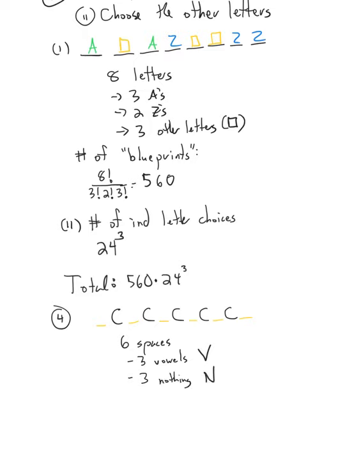So again, if we count the number of 6-letter words where we have 3 V's and 3 N's, that gives you an indication of where in these 6 spaces the 3 vowels go. For example, if I had something like N, let's have the N's here, and then the V's in the other spaces.